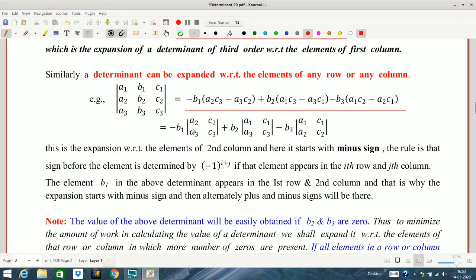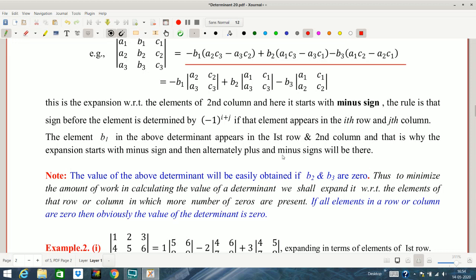Now a question may arise: why does it start with minus B1? The sign before an element is obtained by this rule. B1 appears in the first row, second column. First, second, means 1 and 2. Minus 1 to the power 1 plus 2 is minus 1 to the power 3. That's why it starts with minus B1. That is, if an element occurs in the ith row and jth column, then the sign before this element will be minus 1 to the power i plus j.